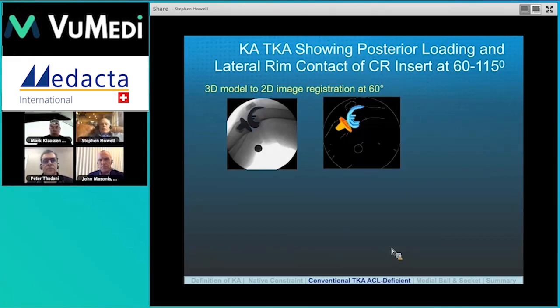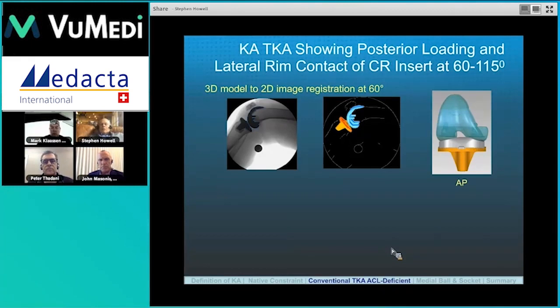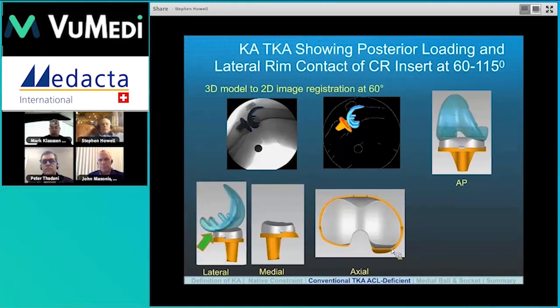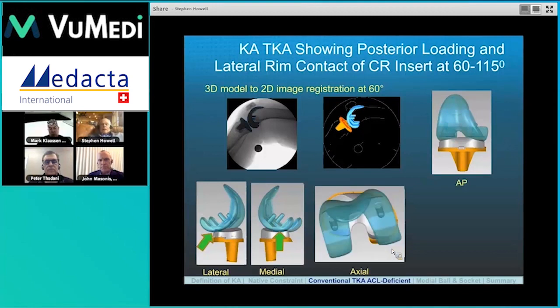This is what it looks like when you do a 3D model to 2D image registration. There's the AP pose. We're going to now show the lateral tibia, medial tibia, and axial view of the tibial component. And now you can see that the lateral side tends to roll off the back and catch the posterior rim because the entire tibia is translating anteriorly, as you'll see here. And this can lead to a little posterior edge wear. I think that by and large, it's clinically not that much of a problem.